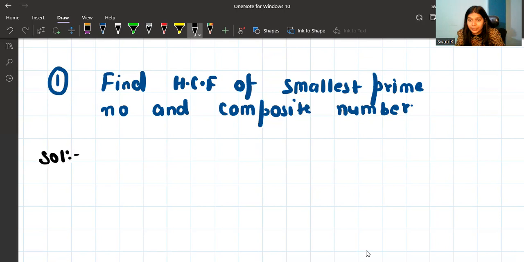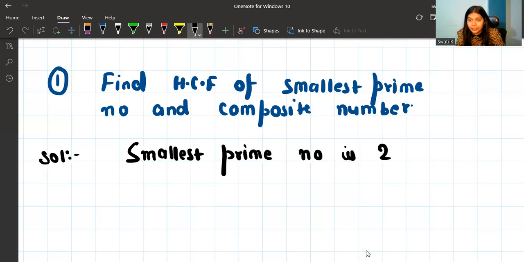First of all, what is the smallest prime number? The smallest prime number is 2. And the reason why it is a prime number is because 2 has only two factors, the number 1 and the number itself, and that is also the smallest one. Now, talking about why not 1. So 1 is a special case. 1 is that number which is neither a prime number nor a composite number. So 1 we will not consider.